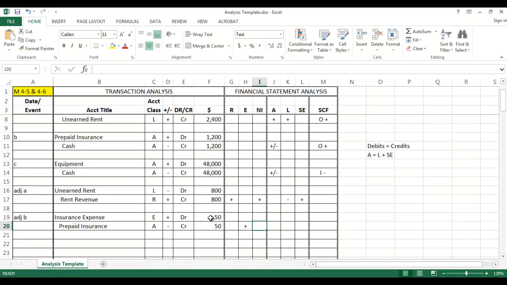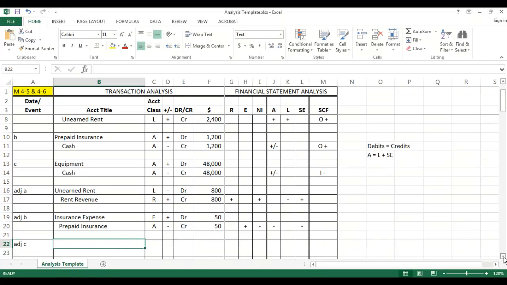Expenses have increased, so net income will decrease. My assets have decreased, and my stockholders' equity will decrease via that decrease in net income. Again, no statement of cash flow effects. Remember, our adjusting entries will never have cash in them. Okay, they're only booked because we're using accrual basis accounting, so we won't ever have cash in any of those transactions.